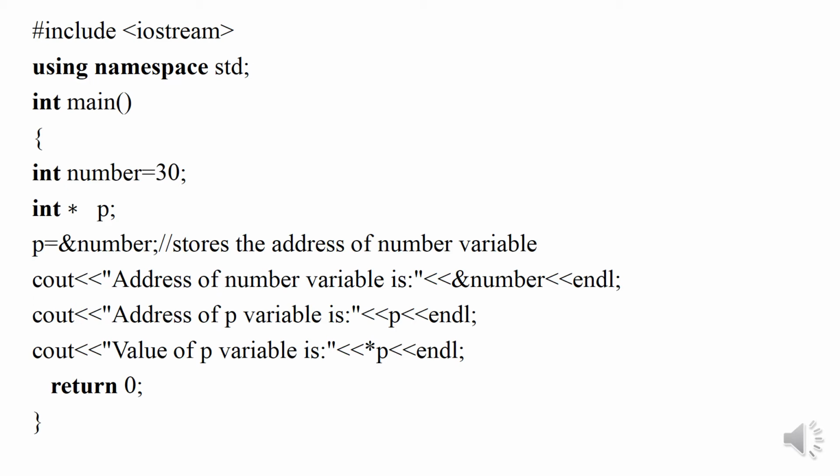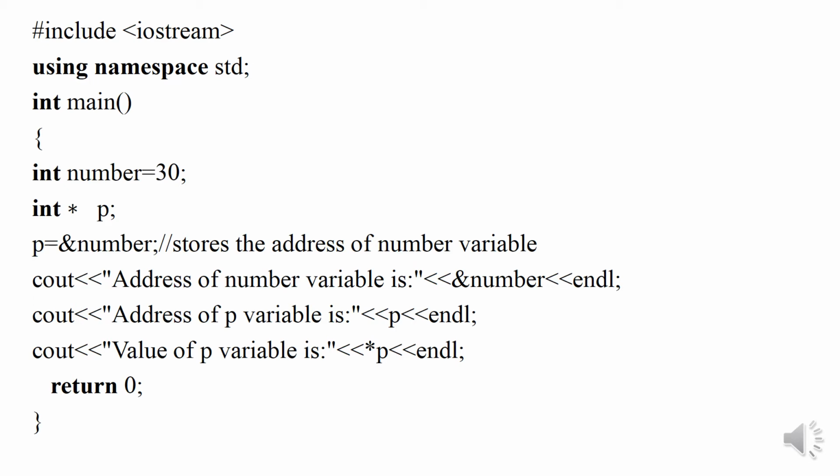int *p; the asterisk is the indirection operator, and that will access the value of an address. p = &number, meaning here we store the specific address of a variable. By using asterisk, we access the value of an address. By using ampersand, we determine the address of a variable.